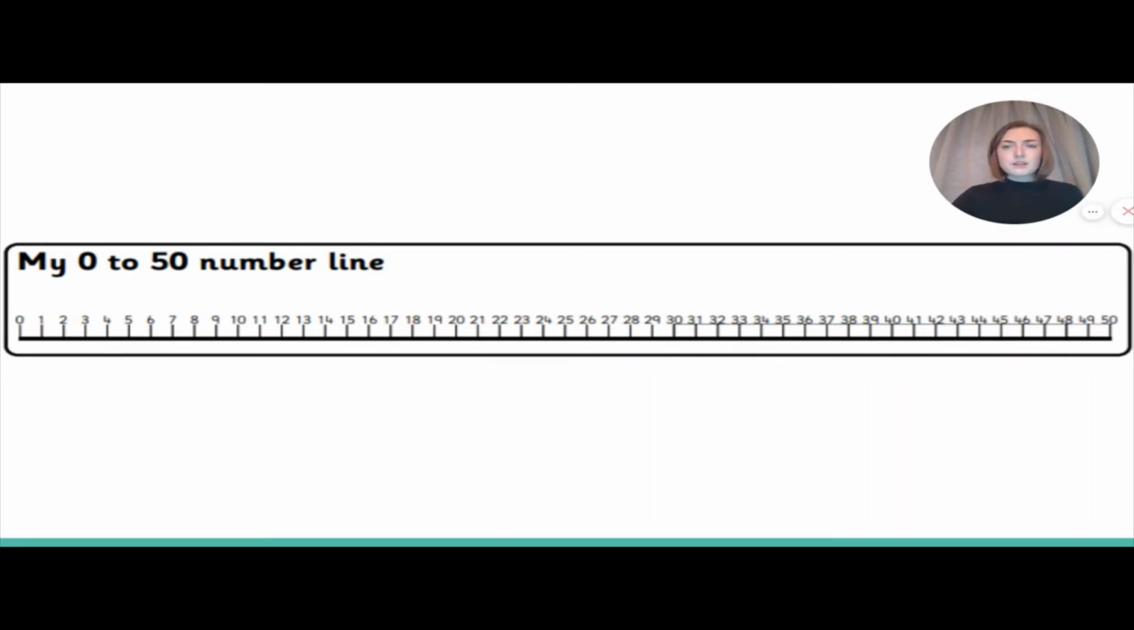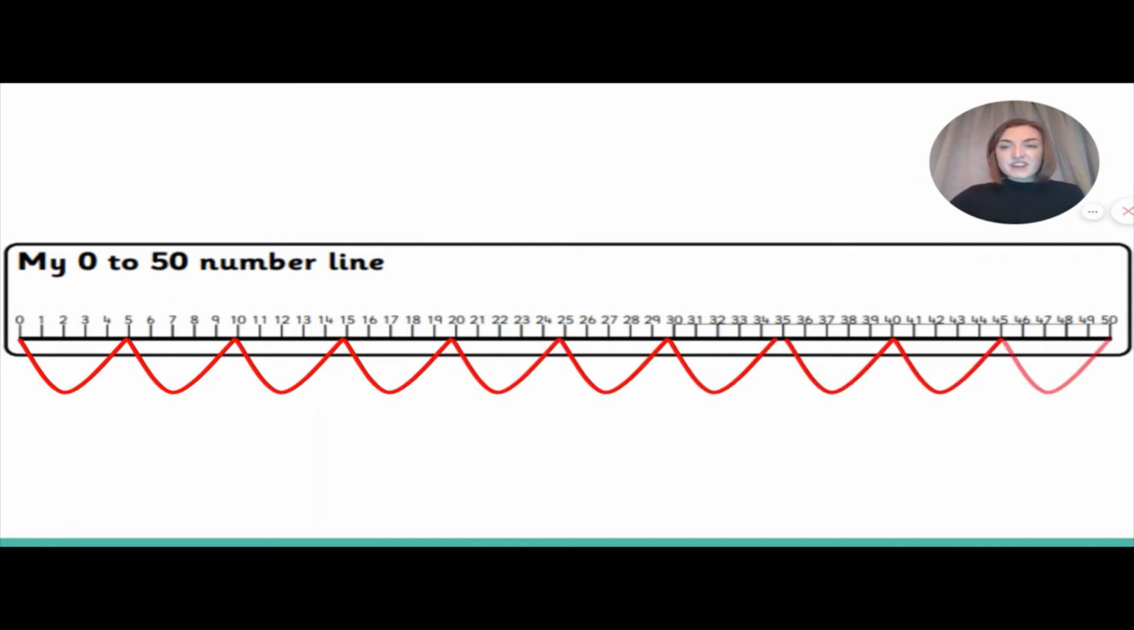Okay, let's practice our counting in fives. Are you ready? 1 lot of 5, 5. 10, 15, 20, 25, 30, 35, 40, 45, 50. Something I like to do when I count in fives to help me is hold up my 5 on my hand each time, so I remember that each jump is worth 1, 2, 3, 4, 5. Hopefully that's feeling familiar.